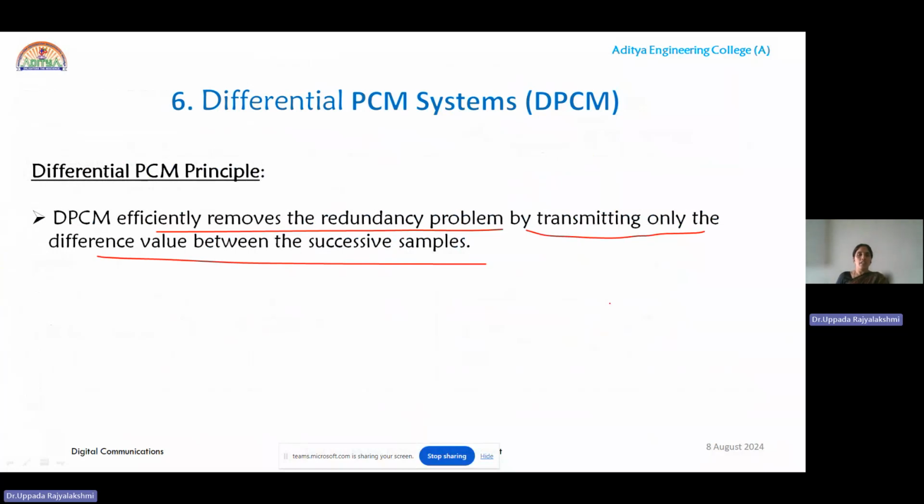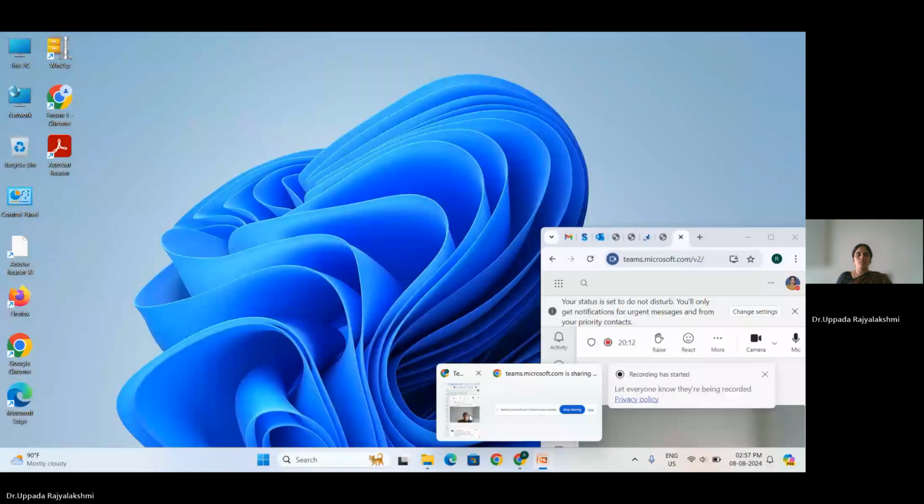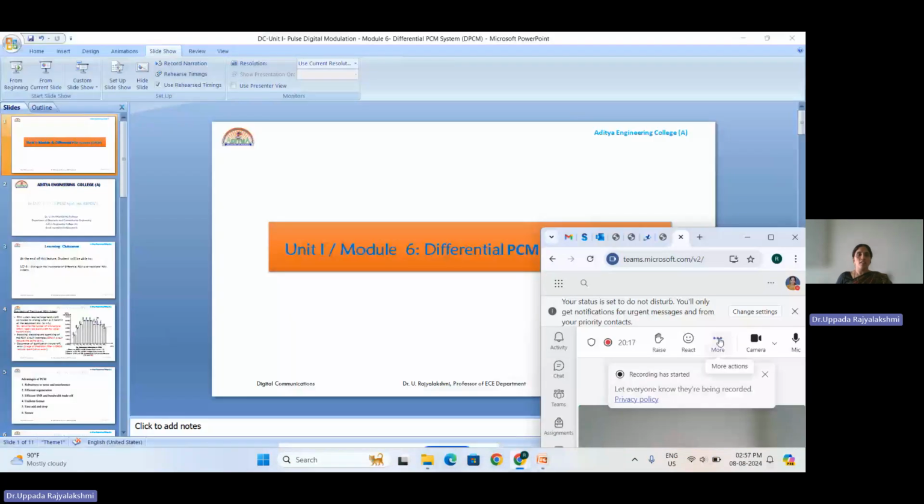So with this we conclude the concept of the differential pulse code modulation system, and in the next module, module 7, we will discuss delta modulation.